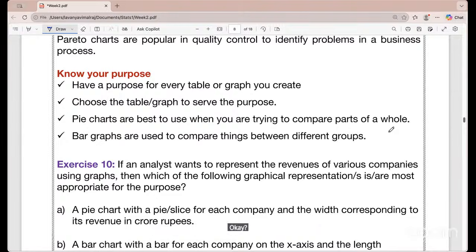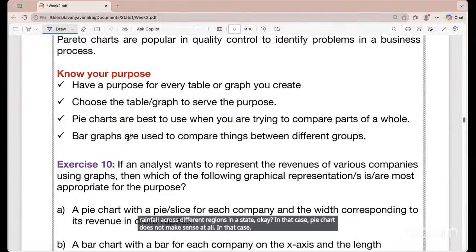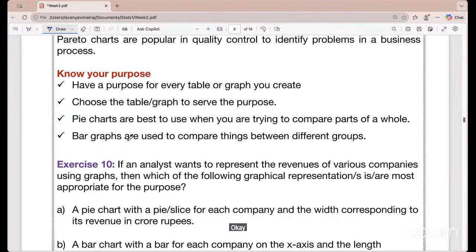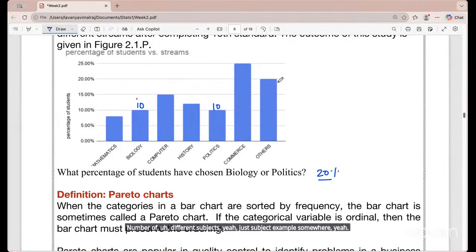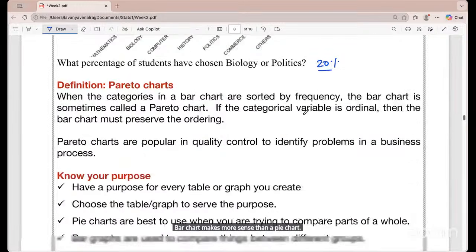Suppose you want to understand the rainfall across different regions in a state. In that case, a pie chart does not make sense at all. A bar chart makes more sense. Also, suppose you want to see the number of students in different subjects. So here also, a bar chart makes more sense than a pie chart, right?